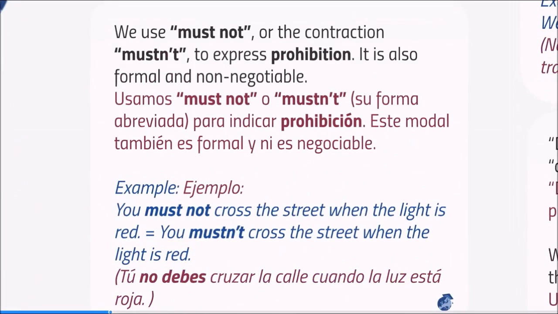We use must not or the contraction mustn't to express prohibition. It is also formal and non-negotiable. Example: you must not cross the street when the light is red. You mustn't cross the street when the light is red.